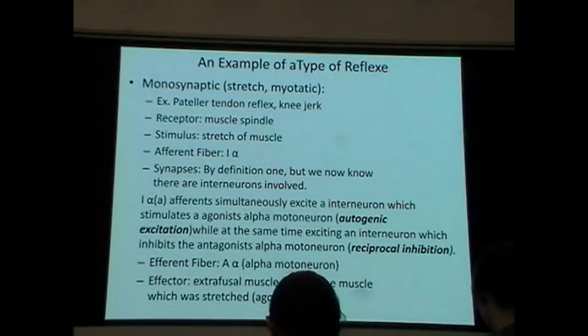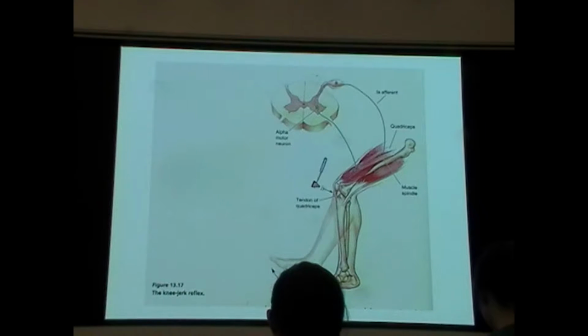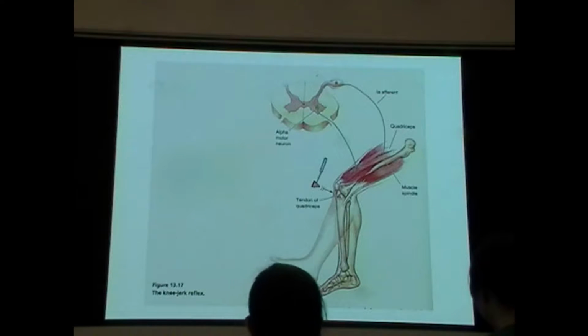The efferent fiber is an A sub alpha, or alpha motor neuron. The extrafusal muscle fiber, the skeletal muscle, is the effector, which was stretched, the agonist. So just looking at this from the standpoint, here's a patellar tendon reflex. Now, we'll talk about some things with the cerebral cortex.